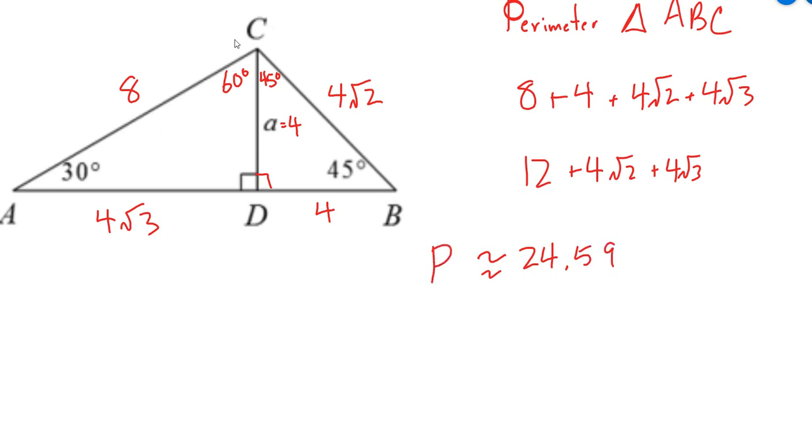So using our special right triangles, we're able to take just the height, just the altitude of this triangle, and knowing that those two interior angles are 30 and 45, figure out what all 3 sides of the triangle are.